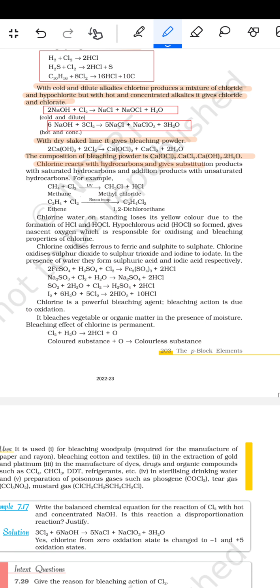Chlorine reacts with hydrocarbons and gives substitution products with saturated hydrocarbons and addition products with unsaturated hydrocarbons. For example, CH4 methane plus Cl2 gives CH3Cl methyl chloride plus HCl, and then ethene C2H4 plus Cl2 at room temperature gives C2H4Cl2, 1,2-dichloroethane.